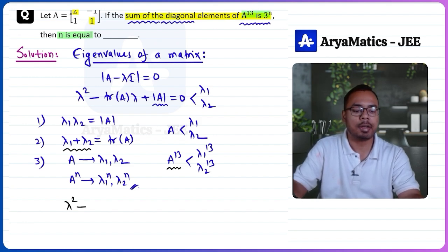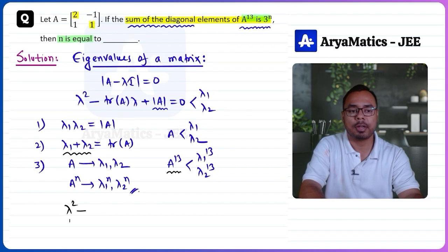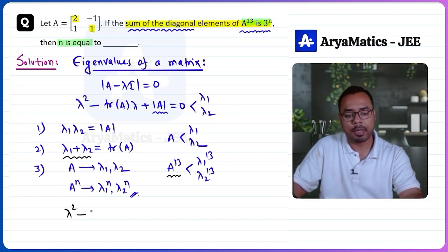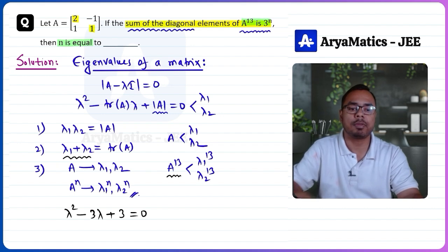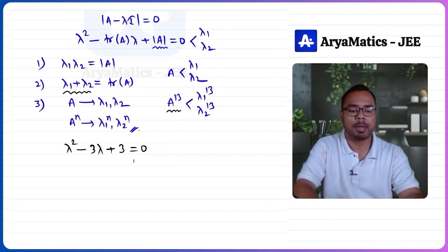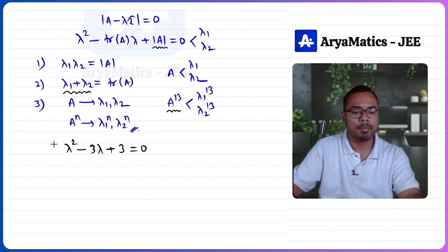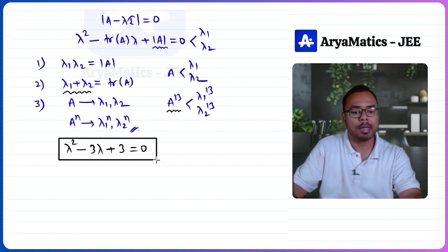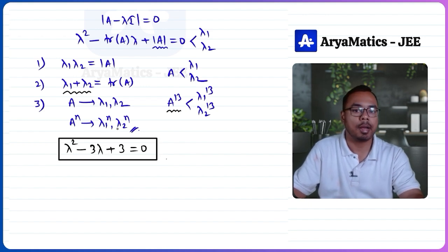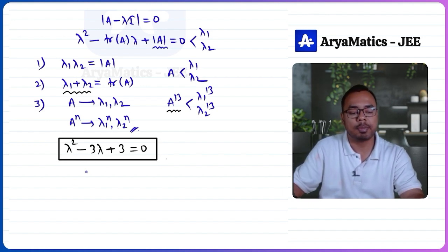So for matrix A, trace means sum of the diagonal elements. So that will be 2 plus 1, 3. So lambda square minus 3 lambda plus determinant, which is also 3. So this is the characteristic equation for matrix A, right? For matrix A, the characteristic equation using that standard formula is lambda square minus 3 lambda plus 3 equals 0. And now let us try to find the roots of this equation.